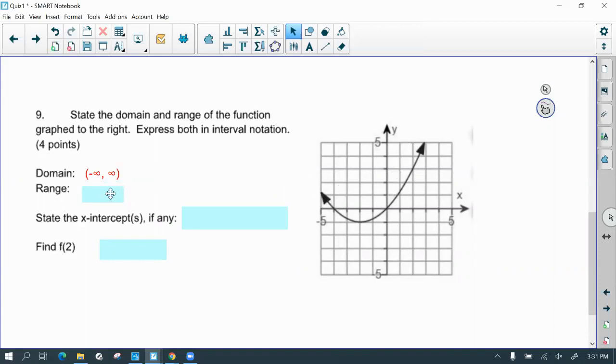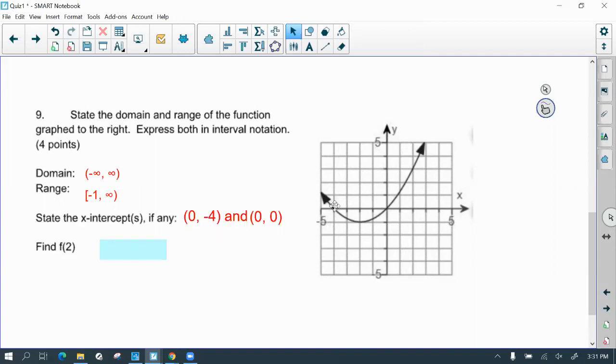The range, however, the range is the y value. So if you look down at the lowest y value, the very lowest possible y value is this y value, which is -1. And the y values just get bigger and bigger from that point on. The y values go all the way up to infinity. So that is the range, including -1 to infinity.